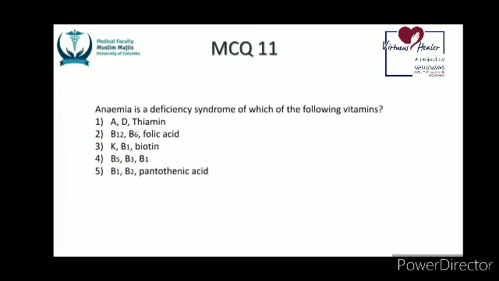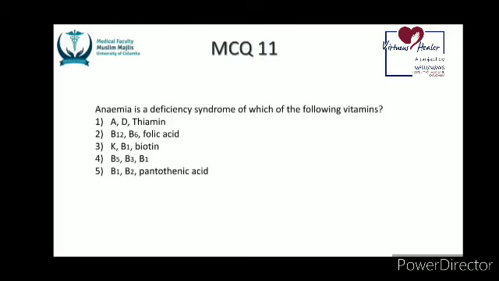Question number 11. Anemia is a deficiency syndrome of which of the following vitamins? Let's see what anemia is. Anemia is a reduction in the hemoglobin level below the normal accepted value that depends on a person's age and sex. Anemia can occur as a result of either decreased red blood cell production or increased red blood cell destruction.